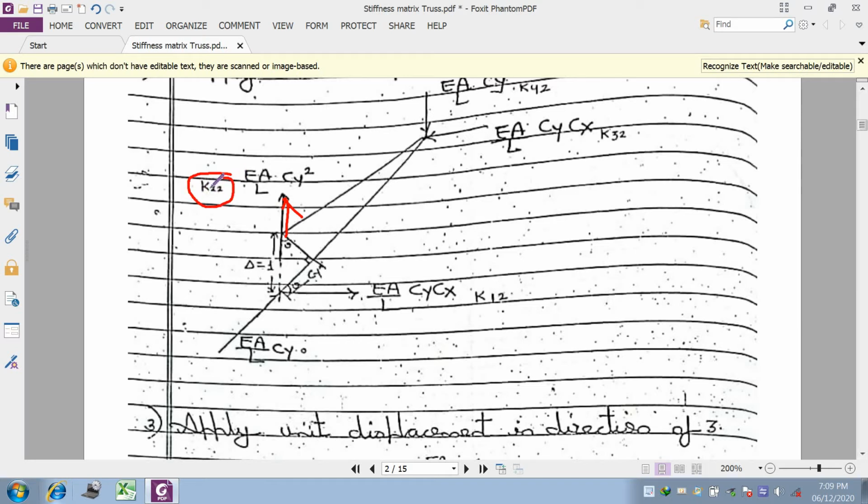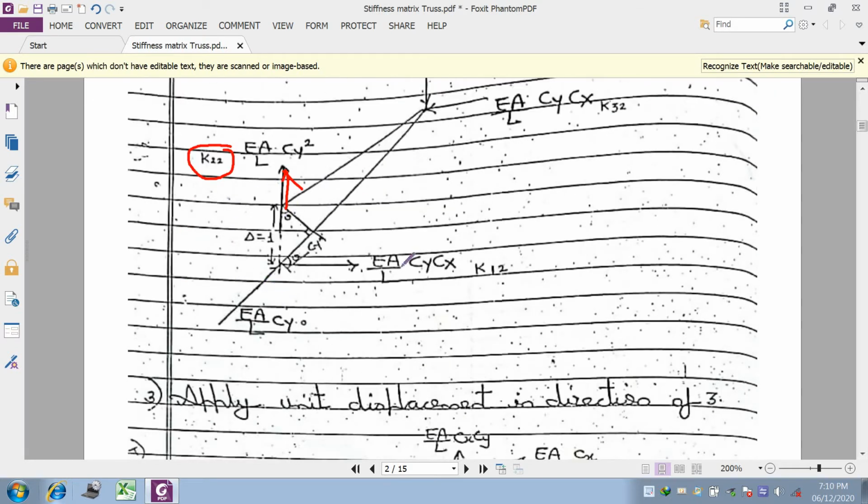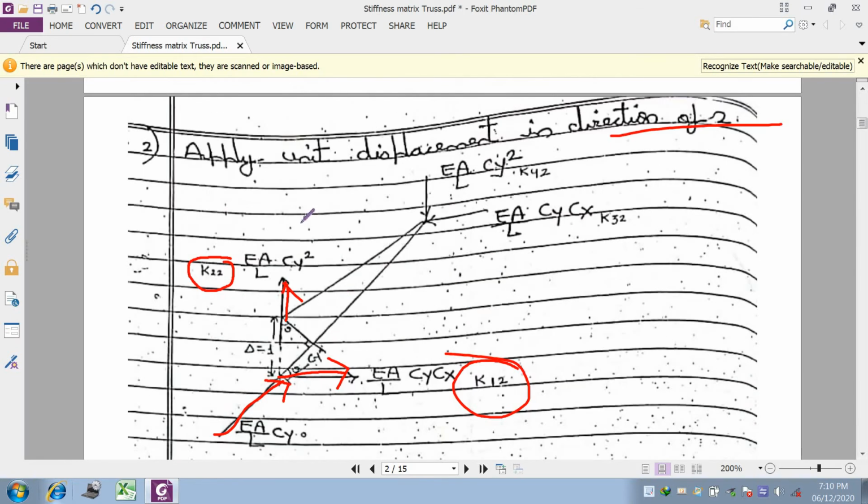Why 22? Because 2 is already there as a displacement node, and we are applying the unit displacement in the direction of 2, so K22 will be formed. And here it will be EA by L CX CY, which will be K of 1 2, and in the axial direction, EA by L CY will be there. So this will be the effect when we apply the unit displacement in the direction of 2.